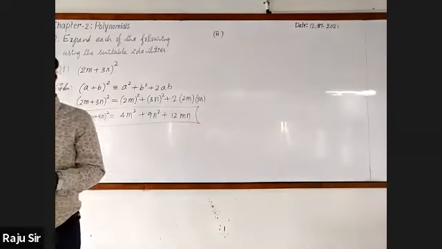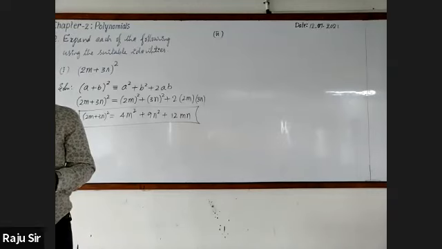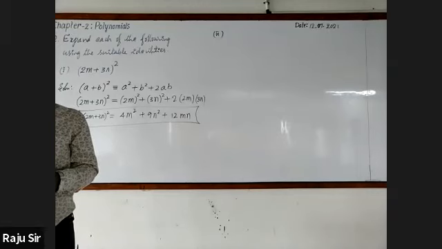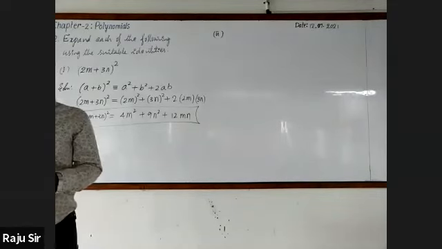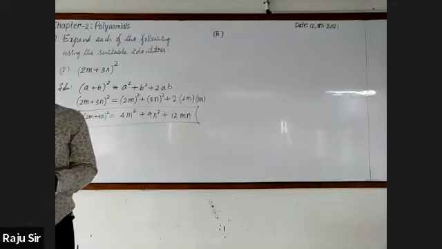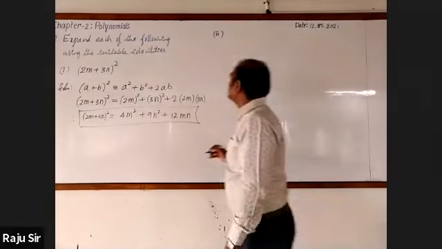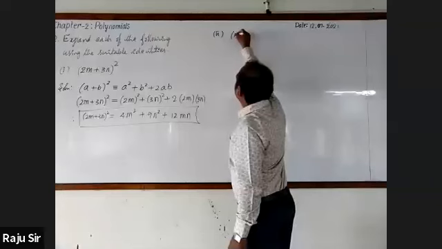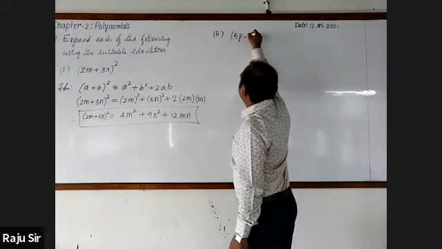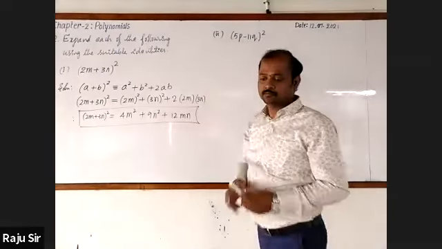Let me go for taking the second one. Shall I take up the next one? Yes, sir. Okay. Right. It is (5p - 11q) whole square.